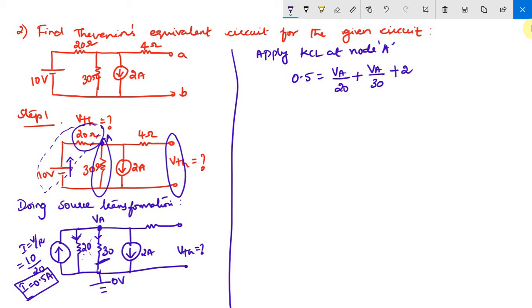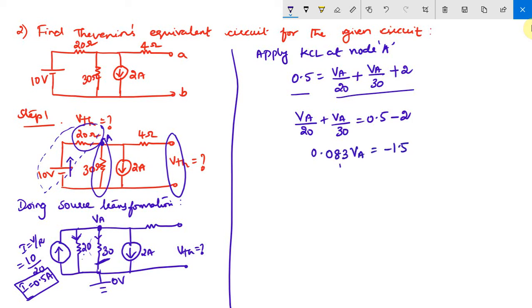Now the sum of the incoming currents is equal to the sum of the outgoing currents. So you simplify this and find VA. So we get VA by 20 plus VA by 30 is equal to 0.5 minus 2, right? So we get 0.083 VA is equal to minus 1.5. So VA is equal to minus 18.07 volt, which is equal to your VTH. Okay, so we got VTH to be minus 18 volt, right? This is step 1.